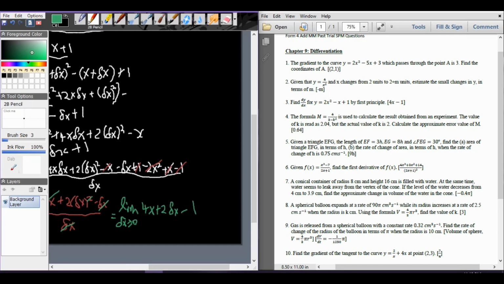Limit delta x to 0 means when delta x is approaching 0, so we just substitute delta x with 0. So the final answer is 4x, plus 2 times 0, you have 0. So 4x minus 1.